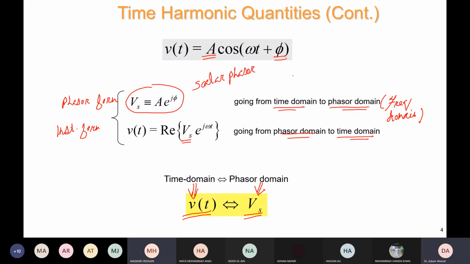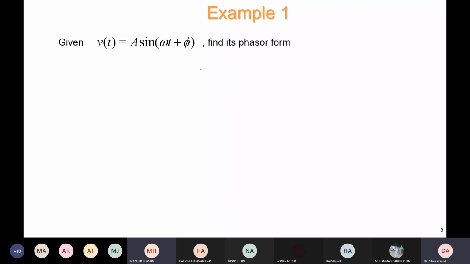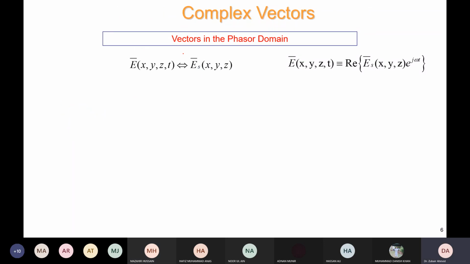We don't have an ax unit vector, ay unit vector, or az unit vector. It's just a complex number. So it is a scalar phasor. So let's now talk about the vector phasor, because the electric field and magnetic field are spatio-temporal in nature, and they are also a vector quantity.